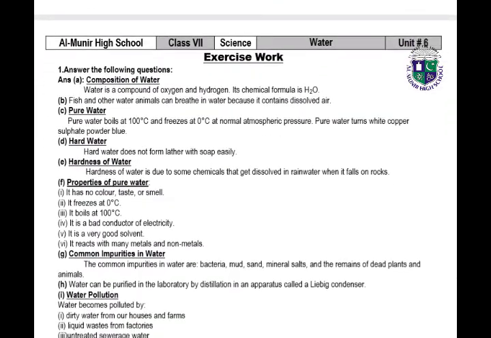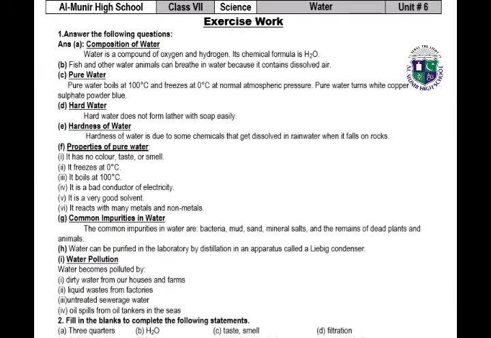You must write all the question answers in your journals. Here we have all the exercise question answers. You have to look at the questions from your book. Here we have the answers. Number 1, composition of water. Water is a compound of oxygen and hydrogen. Its chemical formula is H2O.